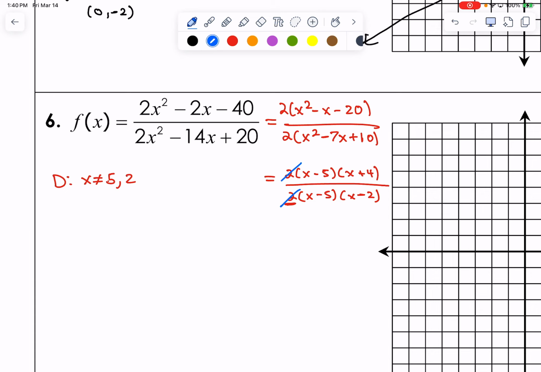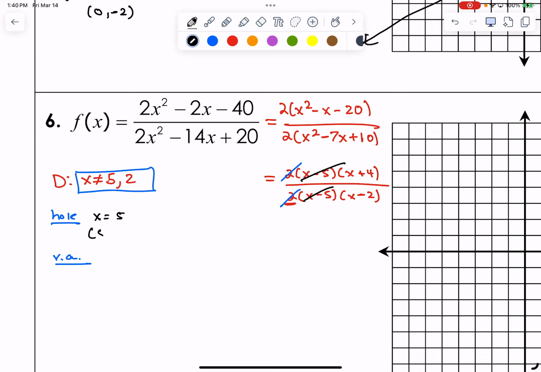All right, so then we've got a hole and a VA this time, don't we? Yeah, let's do the hole first. The hole is going to be the x minus 5, isn't it? So at x equals 5. So plug it into the simplified equation. The simplified equation is x plus 4 over x minus 2. So that's going to give me 9 over 3, which is 3. That's called math. All right, so there's my hole.